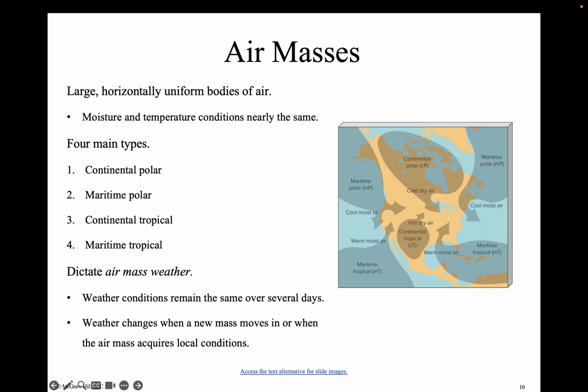Okay, then another example here, let's look at this one coming from the Atlantic Ocean, and this one also coming from the continent from Canada. So here let's say that you have this warm, moist air coming from the maritime tropical, from the Atlantic Ocean.